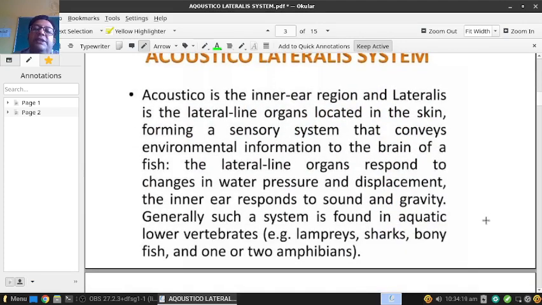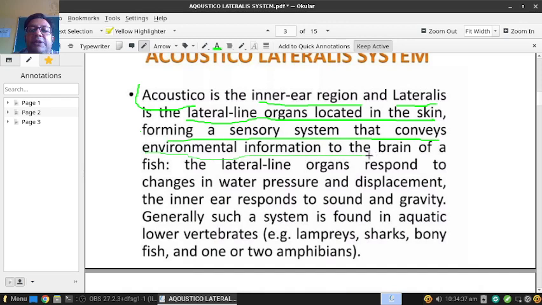So what is this acoustico-lateralis system? Acoustico means the inner ear region, and lateralis is the lateral line organs located in the skin, and they form a sensory system that conveys environmental information to the brain of a fish. Throughout the side you have the lateral line, and in the head you have 2 inner ears. This is the acoustico-lateralis system.